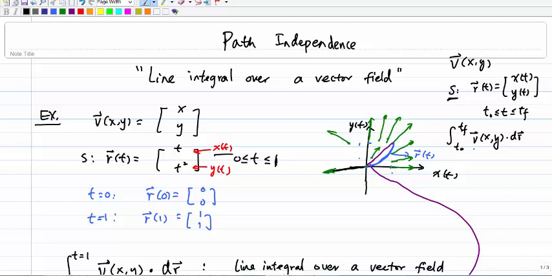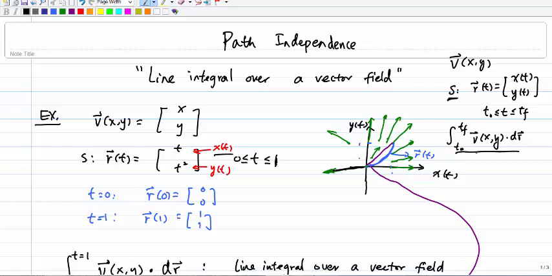So for different s, we may have a different result, even if we have the same starting and ending point. Here I give an example showing a case where it doesn't matter what line you choose. It just matters what the starting and ending points are. This is called path independence.